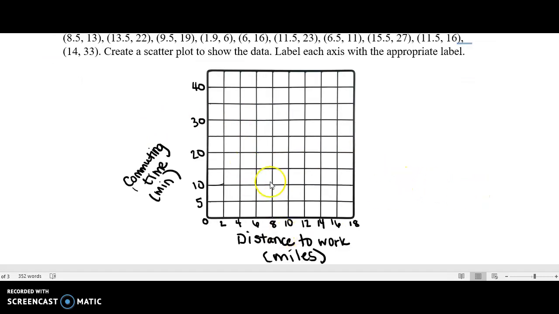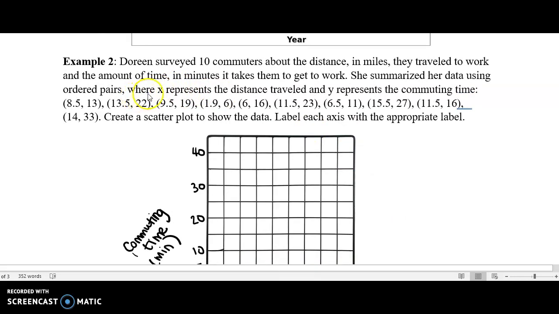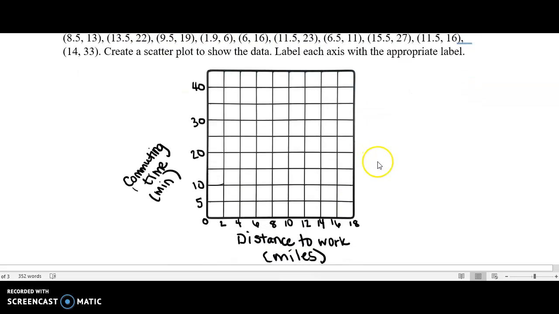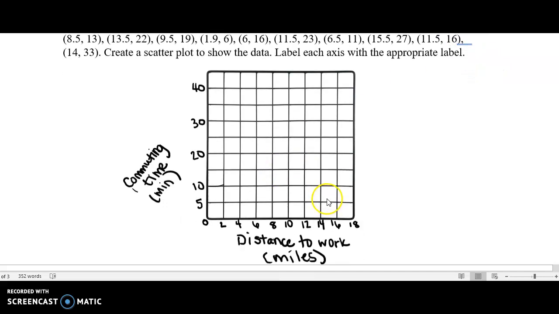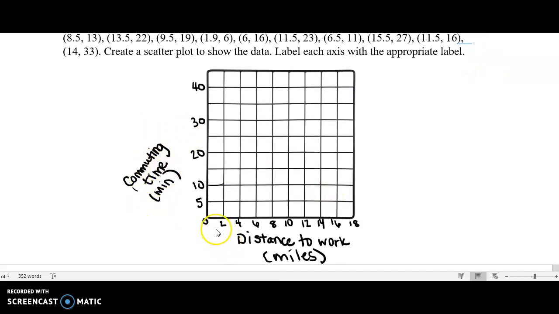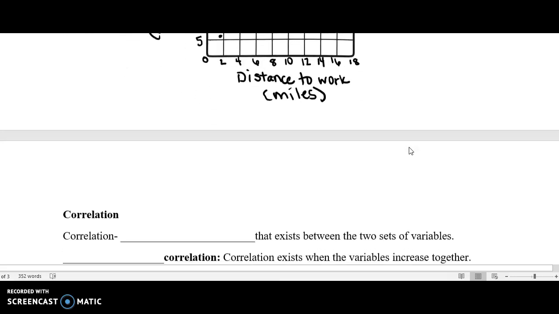All right, so you can see here where I set up my x-axis was distance to work in miles. Okay, where did I get that from? Well, it says x represents the distance traveled, and y represents the commuting time. So I had the commuting time here. I counted by 2s on my x-axis, and I counted by 5s on my y-axis. So I'm going to go ahead and plot each of these points. I'm going to pause the video while I do that, and you guys can go ahead and do it too. All right, so once I get all my points plotted, you should get something like this. Pretty simple so far.